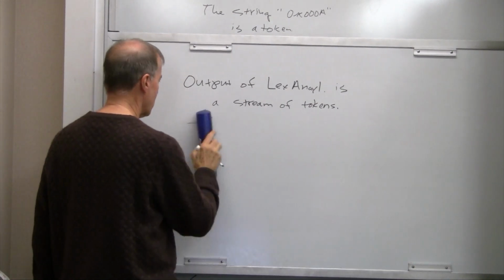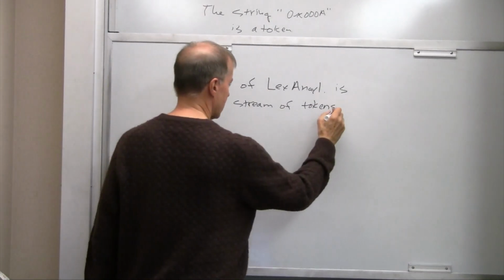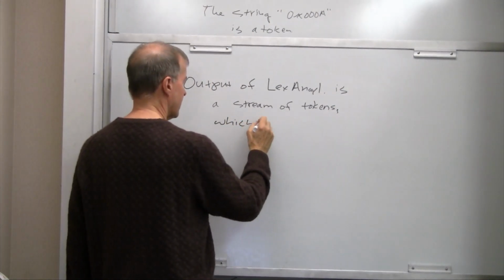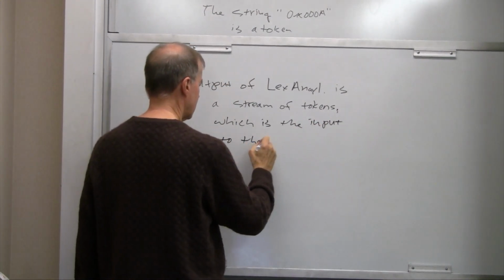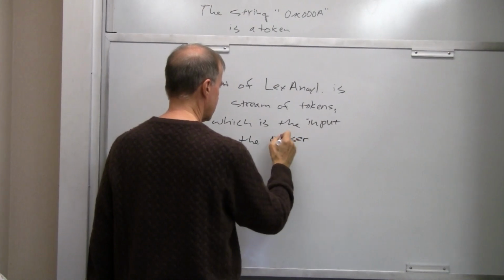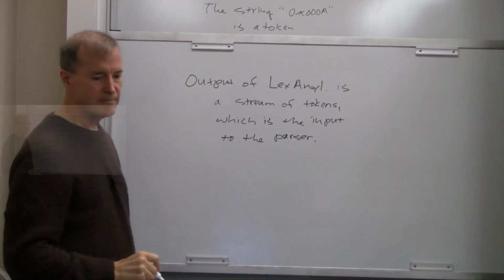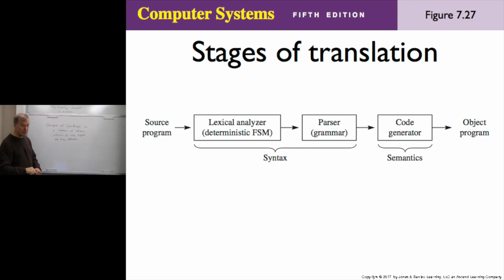Okay, let's just say a stream of tokens, which is the input to the parser. So that's the key idea. And then the output of the parser is a list of intermediate code. All right? And the code generator takes that intermediate code and converts that to the object program, which in our case is what? Hexadecimal machine language.